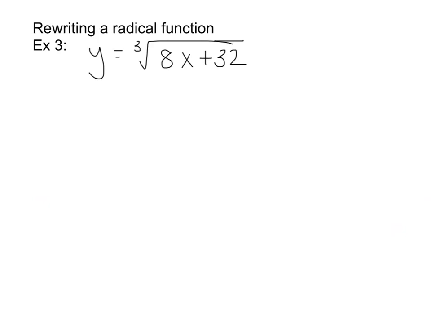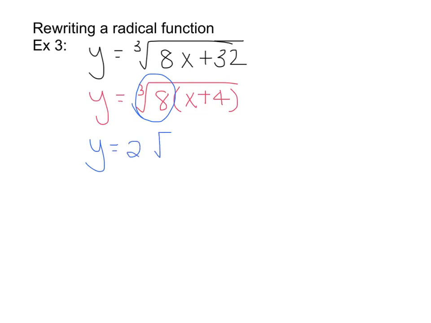Now let's look at rewriting a radical function. So if you notice, underneath my radical, I have an 8 in front of my x. We have to get that 8 out of there because we need to make it the a that's out in front. So we factor out an 8, and that's going to leave us with x plus 4. Then we're going to take the cube root of 8, which is going to give me 2. It's now not under my radical, but I cannot take the cube root of x plus 4, so it's going to stay x plus 4. So now I have a vertical stretch by a factor of 2, and then I'm going to move it to the left 4.